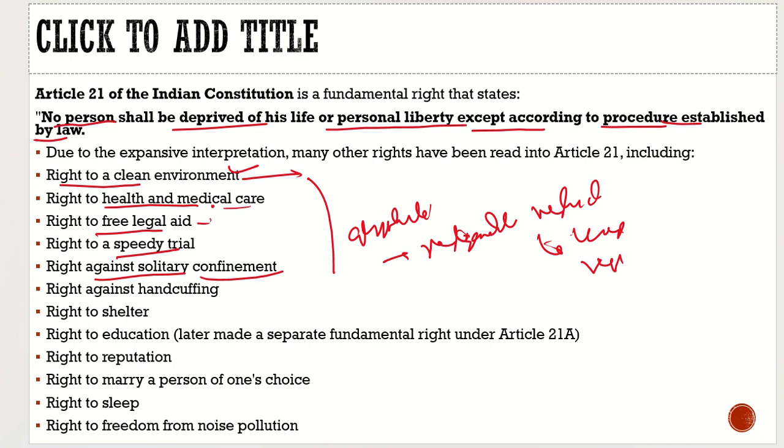But here, is it only bare breathing of the person? No, it has wider scope. You want to live with dignity, it should be given to you. You want to have a clean environment, it should be given to you. It is a fundamental right to have this right to life and liberty. It contains a wide spectrum of rights which should be made available to you. And at the end we understood that it has a reasonable restriction.